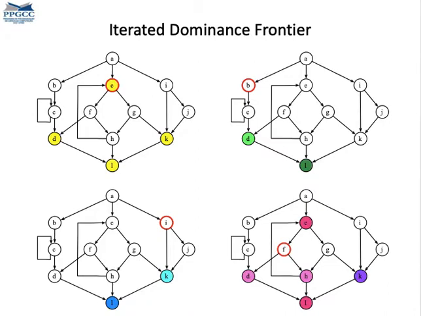Here they are, the iterated dominance frontier of those nodes. Look at node I, for instance, here. We have K in the dominance frontier of I, and then we have L in the dominance frontier of K. And then we are done. These nodes make up the iterated dominance frontier of node I.